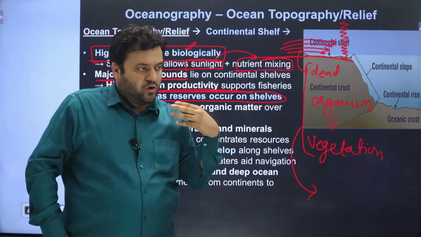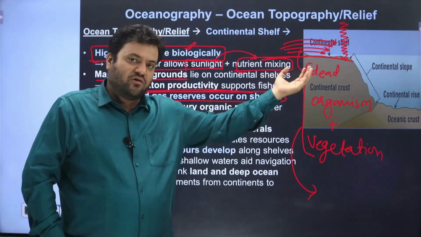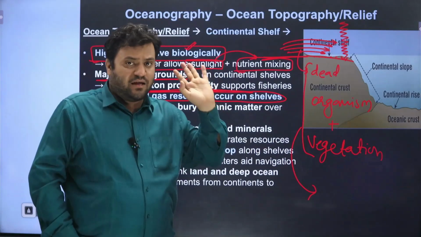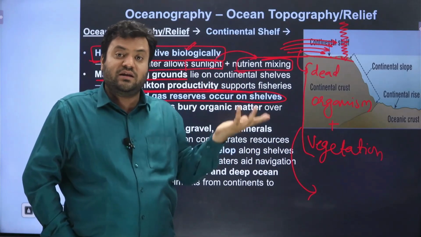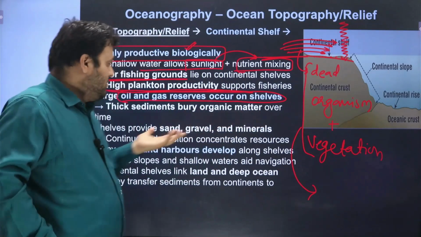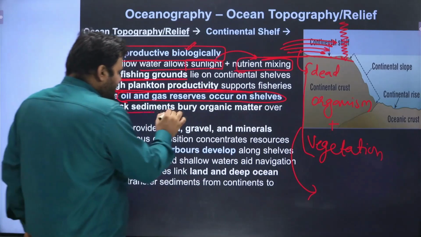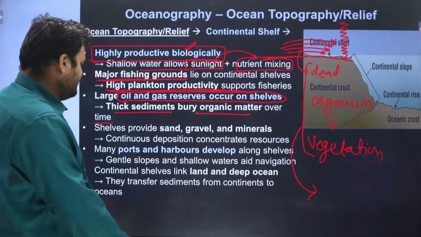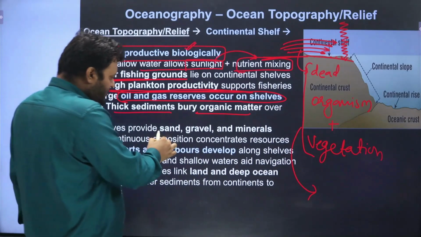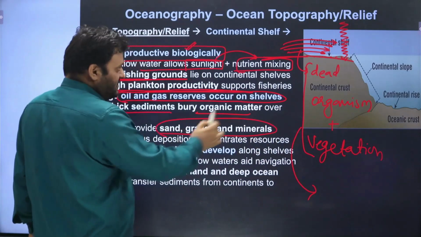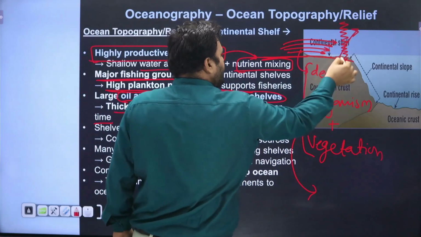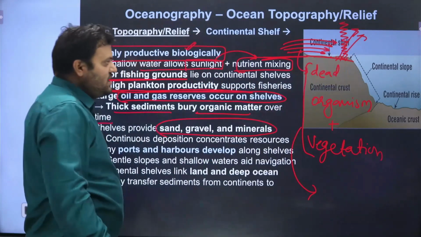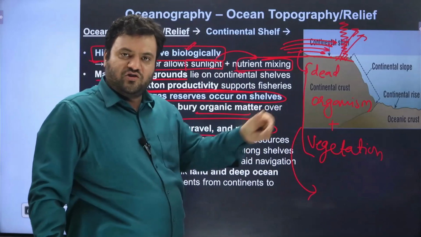Mumbai High, offshore, is one such example. So we have a continental shelf. It will take time, perhaps thousands, sometimes millions of years. When we have thick sediments, they bury the organic matter, and that's how we have these things. And yes, the continental shelf also provides sand, gravel, and minerals, so they can also be extracted from here. Whatever is being deposited, because of the gradual slope, more deposition will take place.